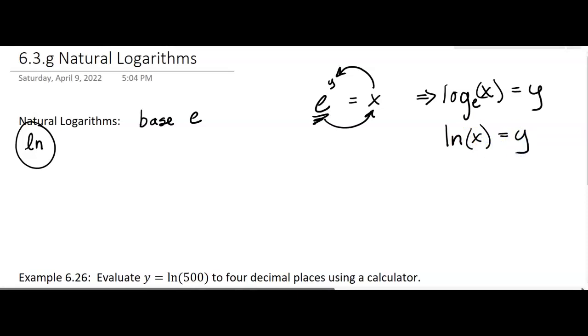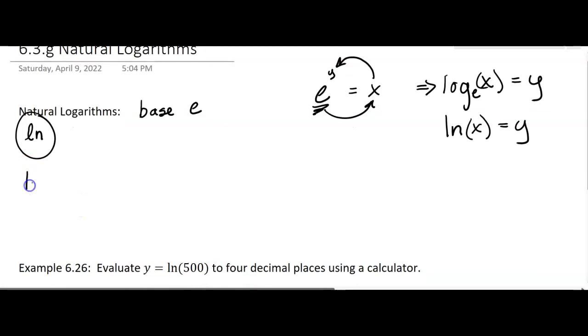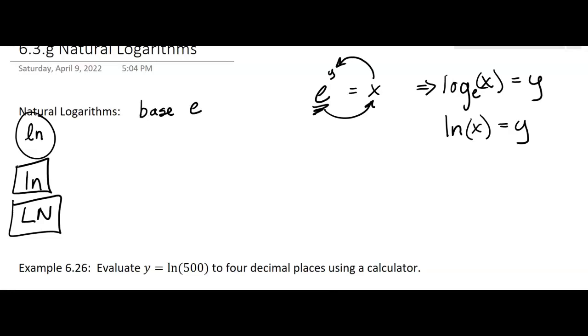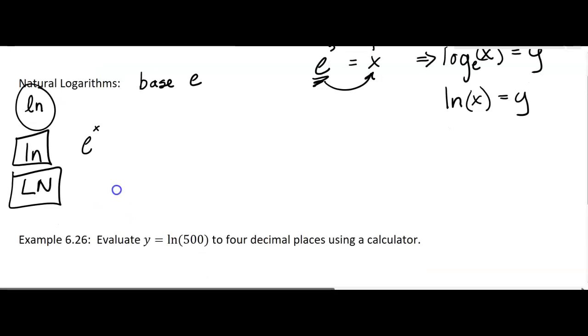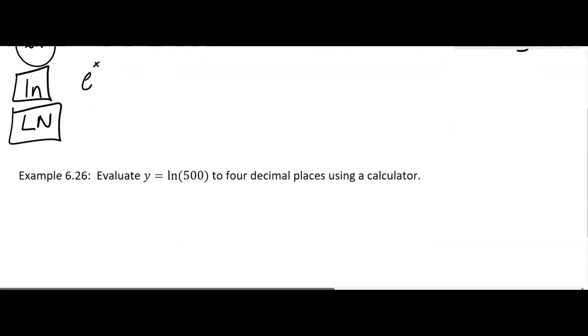So on your calculator, you either have an ln button. On my calculator, it's a capital L and a capital N. I'm not really sure why. So one of those two buttons you have to find on your calculator. You might have to use the second key, it just depends. But it should be by your e to the x button because those are inverses. So one will be the second function and one will be the regular function. Okay, so find that button because you're going to need it.